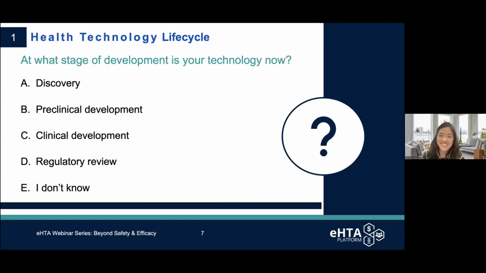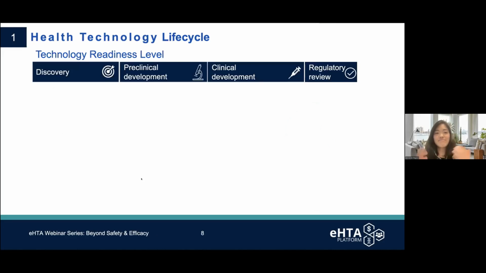Oh, interesting. Some of you might not know, which is totally fine. Hopefully after this presentation, you'll know a little bit more about where you are with your development. It seems that about 50% of you are in the preclinical development stage, and the rest are in the discovery and clinical development stages. So a lot of you are in the preclinical development stage, probably collecting in vitro and in vivo data to hopefully move on to the clinical development stage.